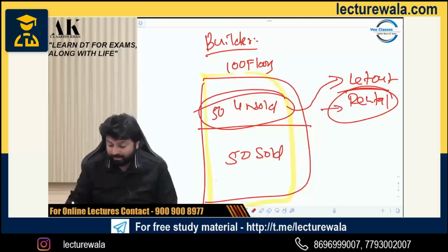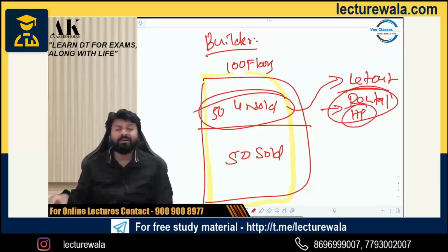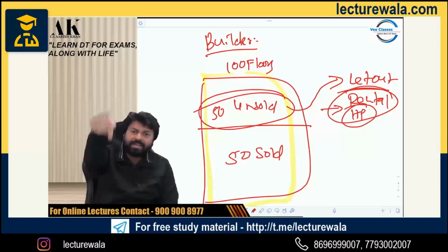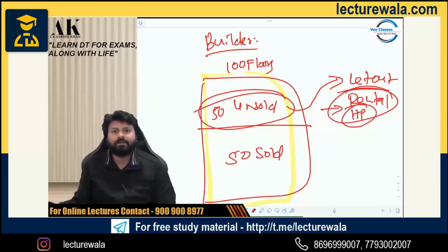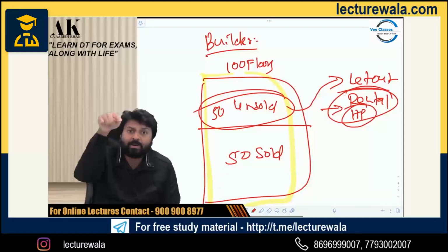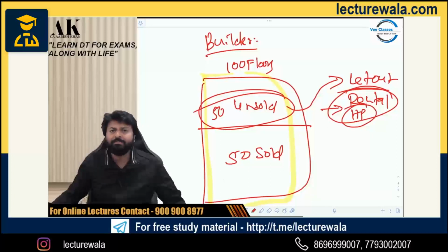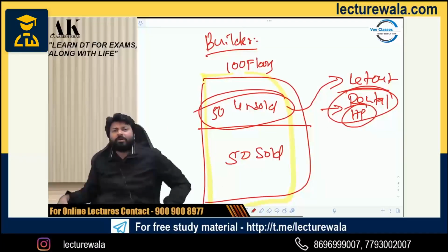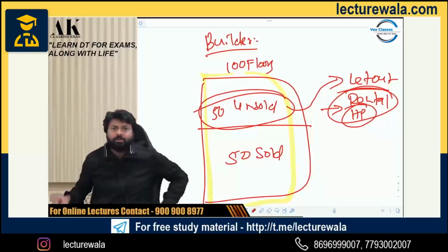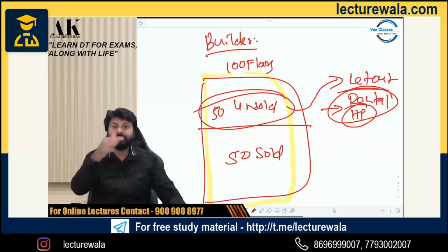It will go under the head house property. Why house property? Because there is a specific head for house property. There is a specific head of income from house property and that will always go under house property. That cannot go under PGBP. Why? Because Lodha's main business is not PGBP.